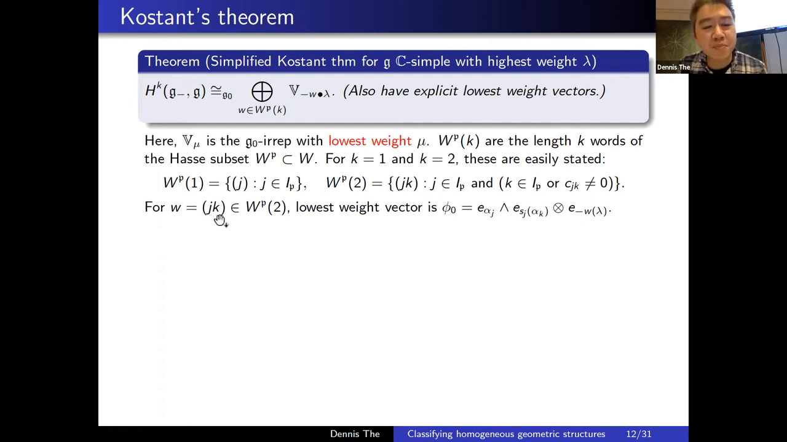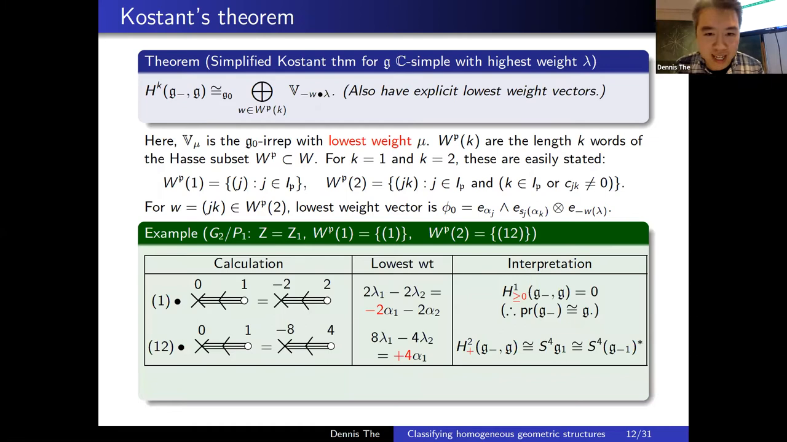Additionally, there are explicit lowest weight vectors. So for H2, if you have an element looking like this in the Hasse subset, the lowest weight vector is a simple vector produced from root vectors. But that's not so important right now on this slide.